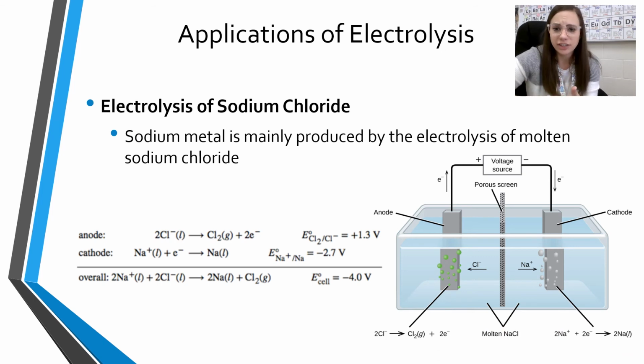Some examples of electrolysis: sodium metal is produced through the electrolysis of molten sodium chloride, which is kind of weird to think about because sodium chloride obviously is an ionic compound, so it doesn't really liquefy. It gets to a molten state, but then they can actually set up electrolysis where they put in that external energy and they force a non-spontaneous reaction to happen, which forms sodium metal, which they can cool down into solid sodium.